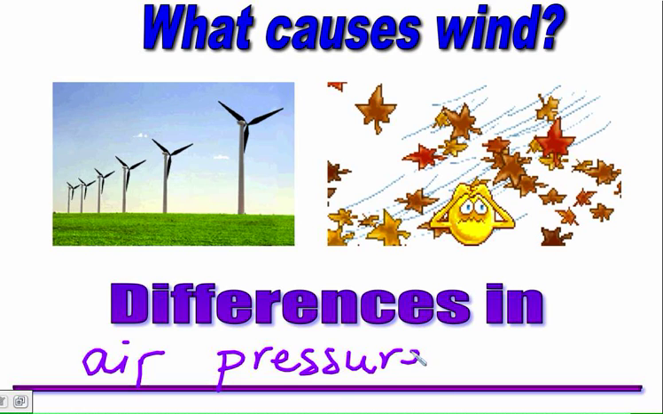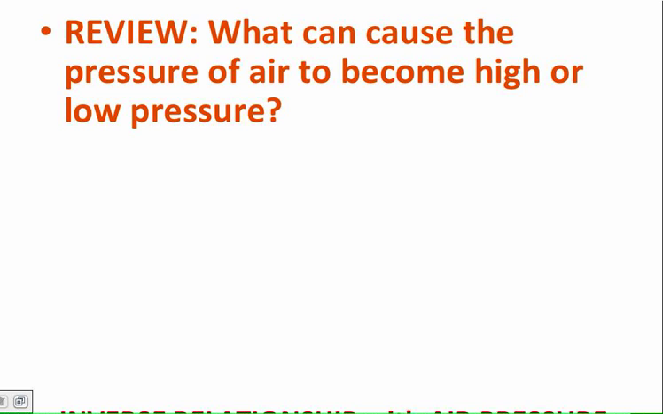Of course, we have our two types of pressure. We have high air pressure and we have low air pressure. And the formation of those two different types of pressures and the attempt to balance out those air pressures is really what causes wind and the motion of those molecules.